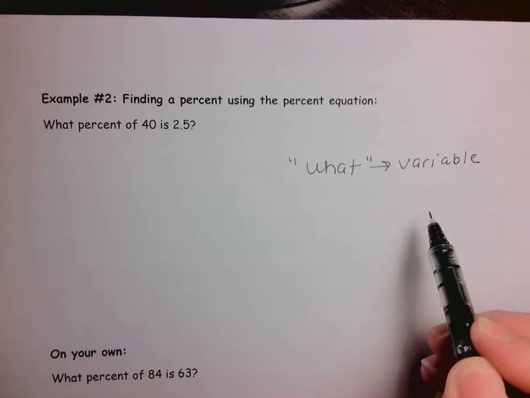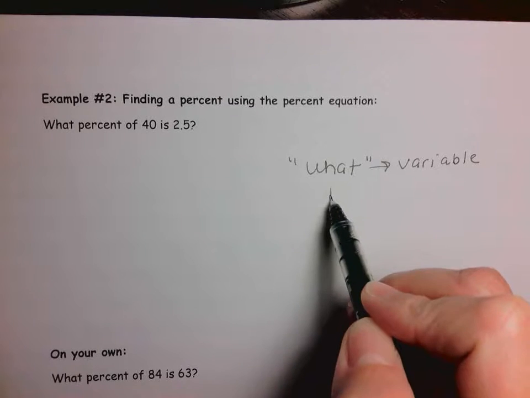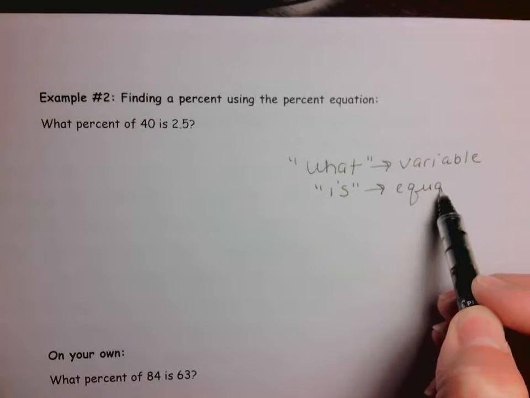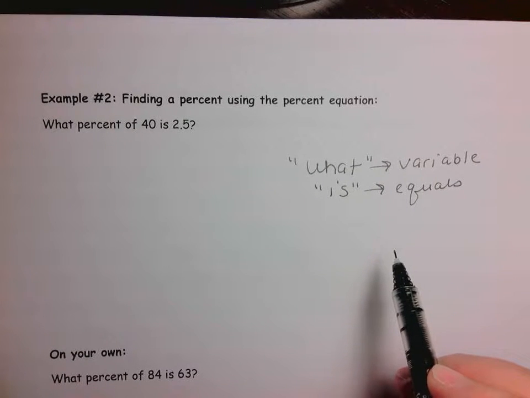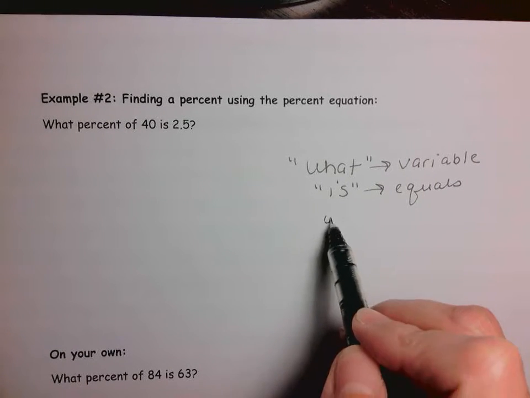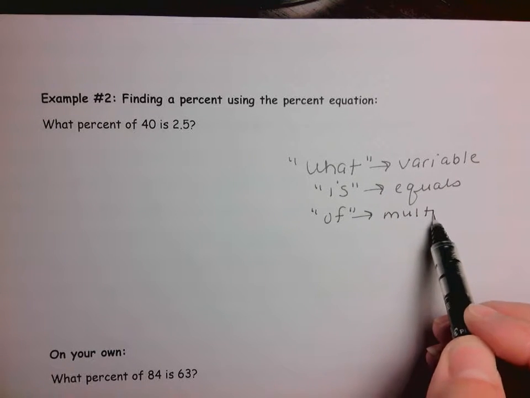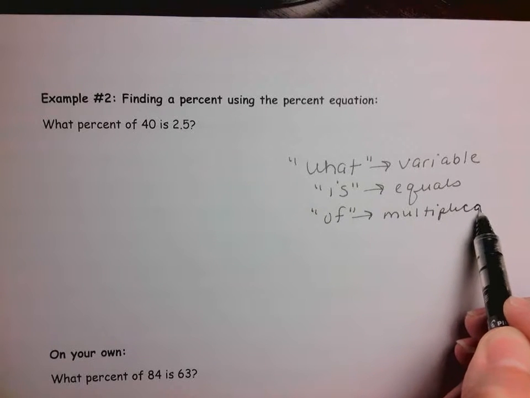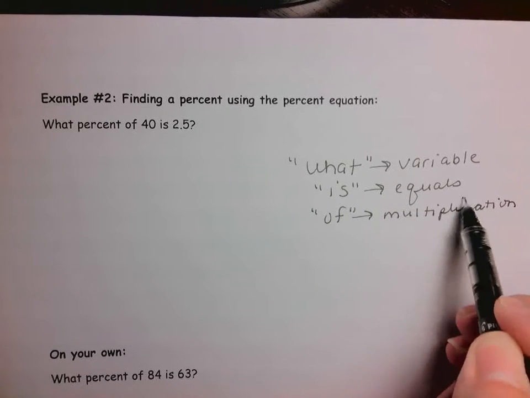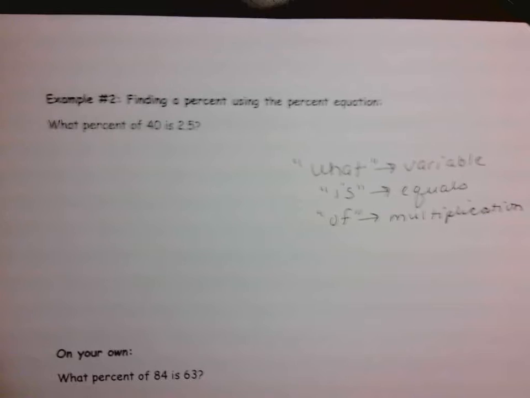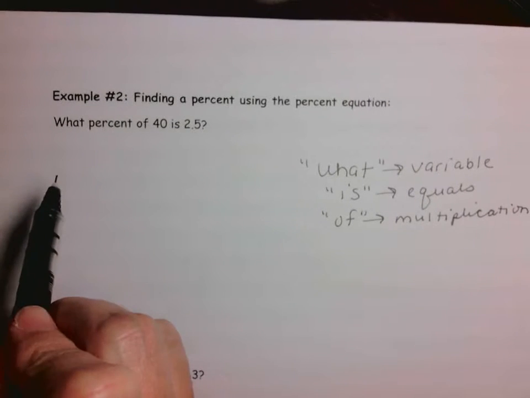If you see the word what, that's your variable. If you see the word is, that means equals. And if you see the word of, that means multiplication. What is your variable, is means equals, and of means multiplication. So knowing that now, let's look at this.